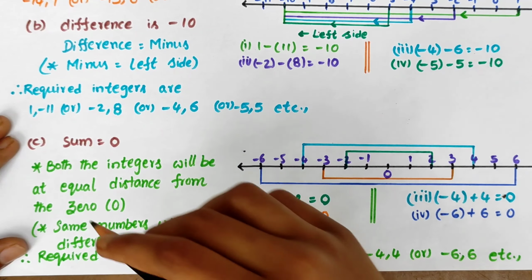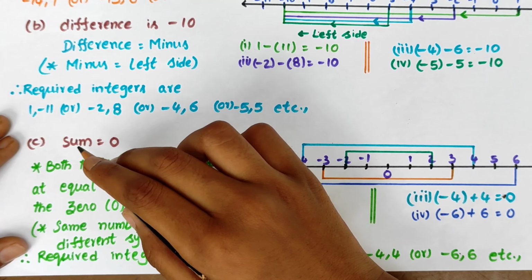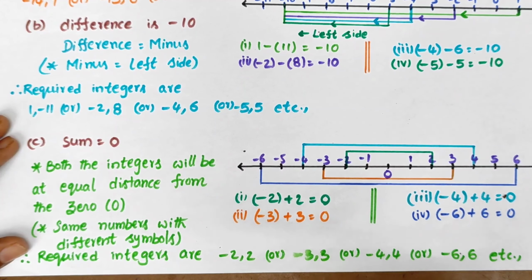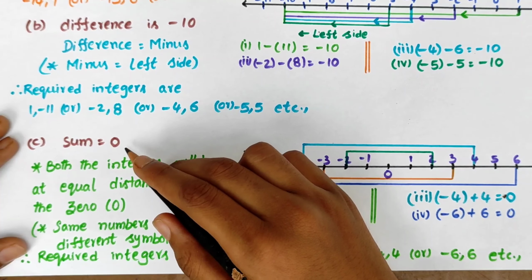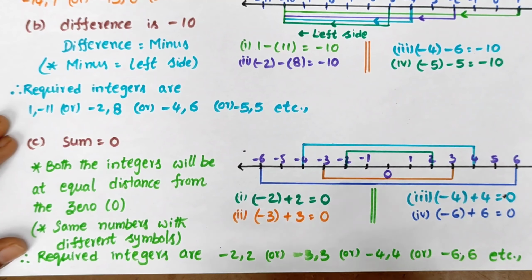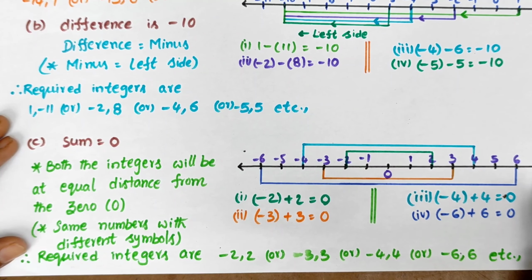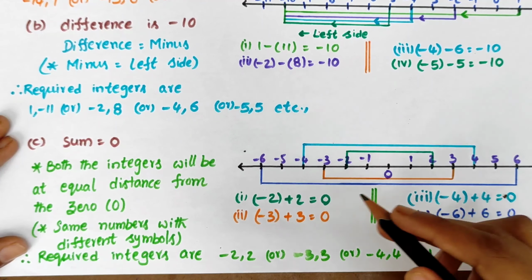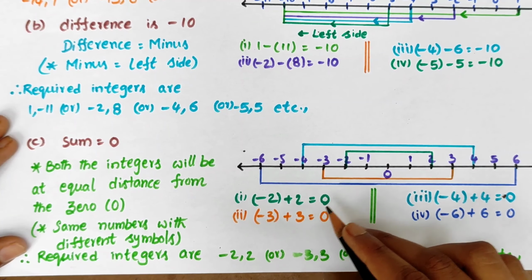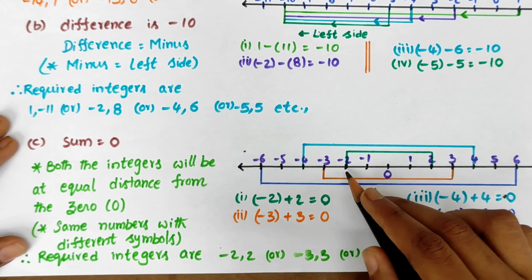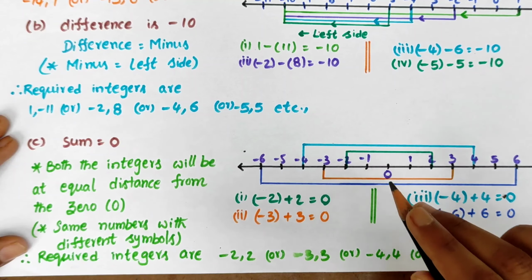Okay friends, now let us see C bit. Sum is equal to 0. As we read in the first question, that is, write down a pair of integers whose sum is equal to 0. This is the full sentence. Now, this is a number line and we have to write four pairs. So let us take some examples, that is minus 2 plus 2. If we are at minus 2, we have to take plus 2 to get 0.